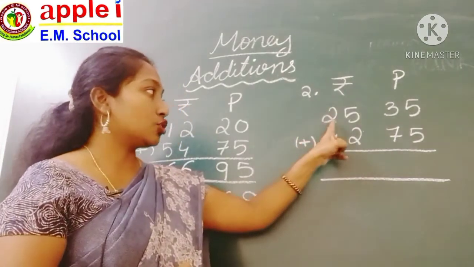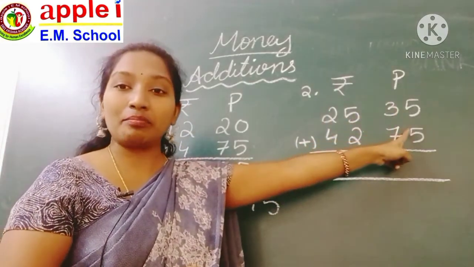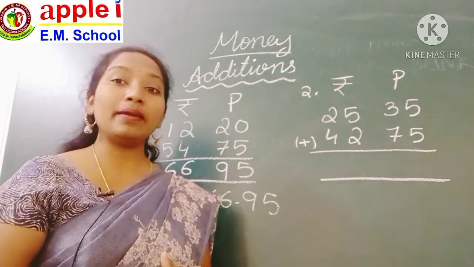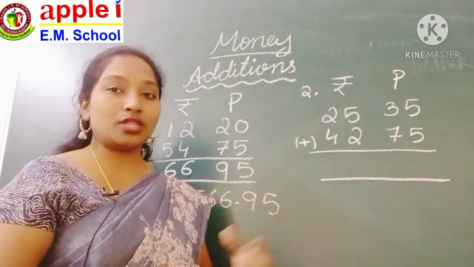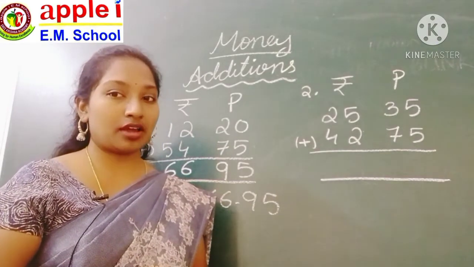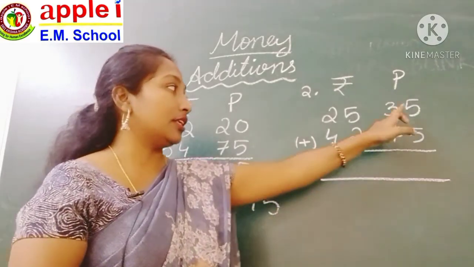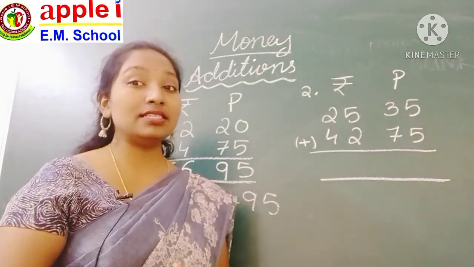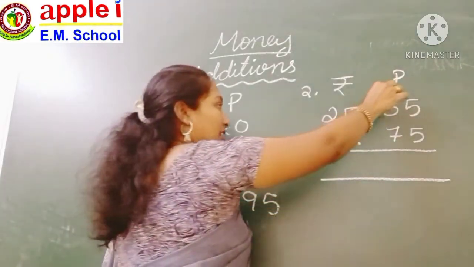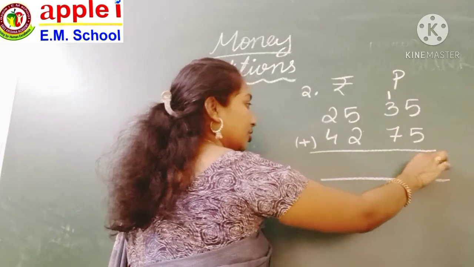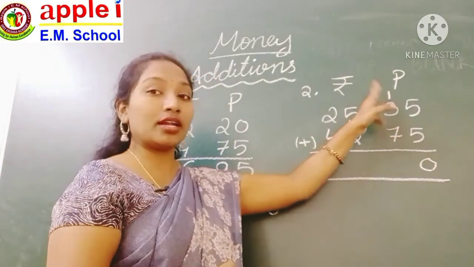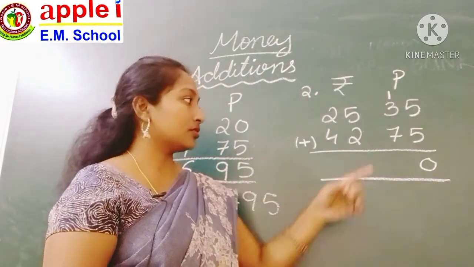Here see, 25 rupees 35 pies plus 42 rupees 75 pies. Let us do the addition. First you have to add pies. See, 5 plus 5 is 10. 10 is a double digit number. So, carry 1 here and write 0. Next, add 3 plus 1, 4.